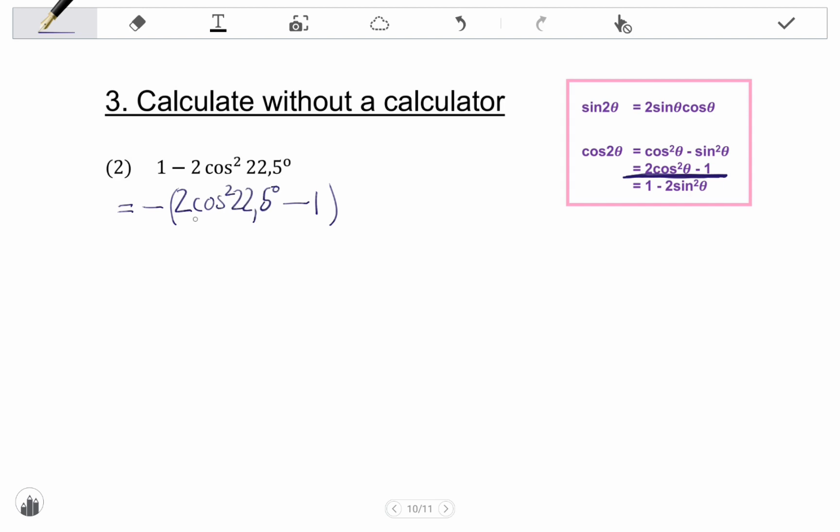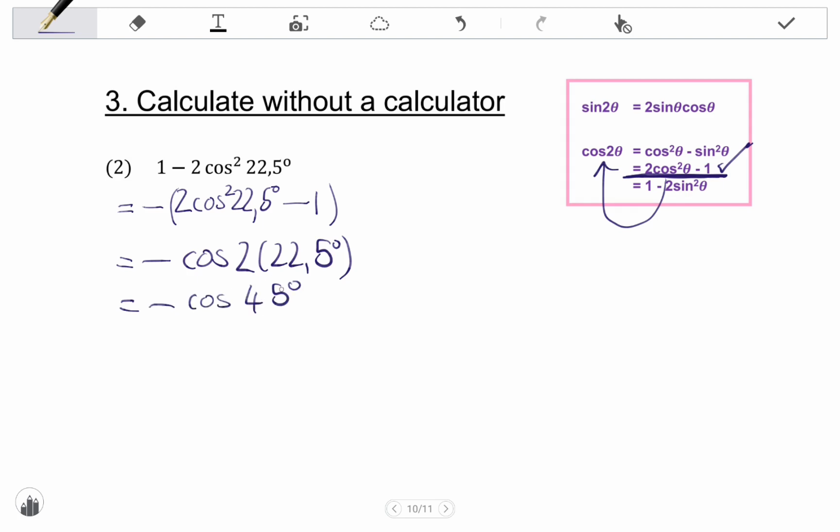Okay, now what I have in the brackets is the form of the cos double angle formulae that I had underlined here. So I know that it contracts from right to left as cos of double the angle, which in this case is 22,5 degrees. Now 2 times 22,5 degrees is 45 degrees. And 45 degrees is a special angle whose value is root 2 over 2.